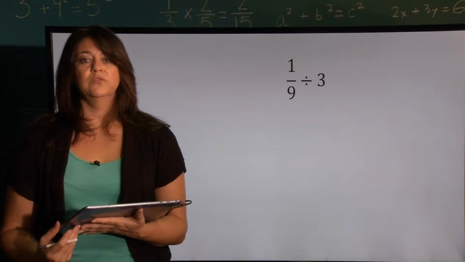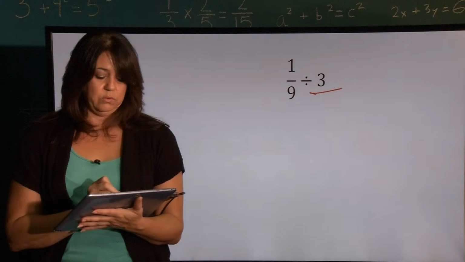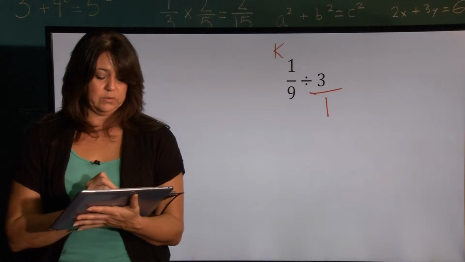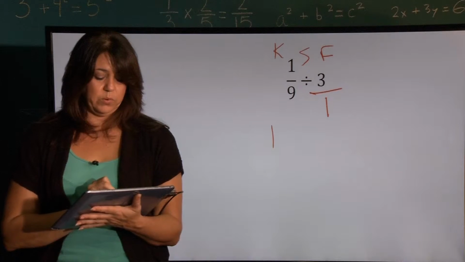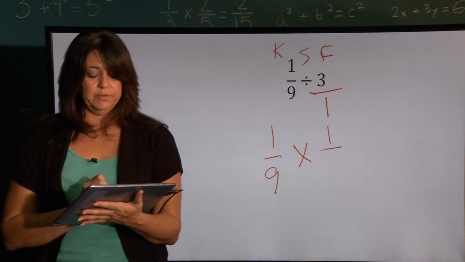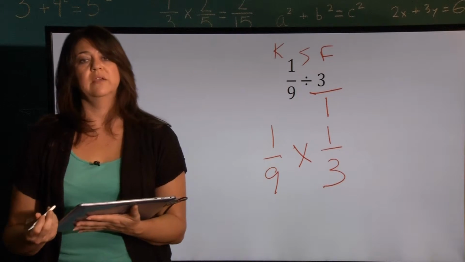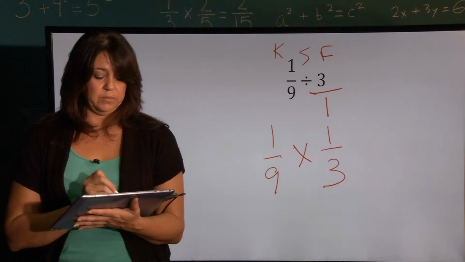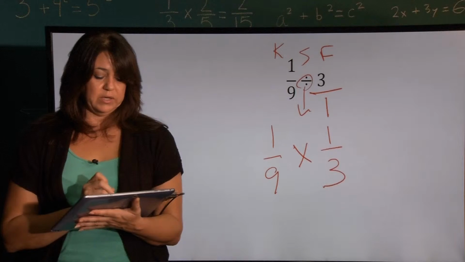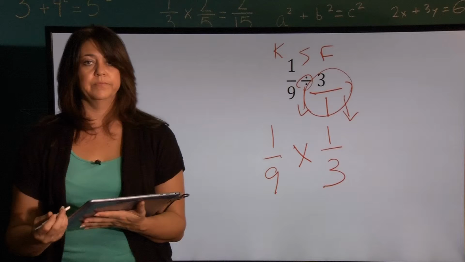If the fraction comes first, our steps do not change. I'm going to put the whole number over 1 and then keep, switch, flip. Keep 1 over 9, switch to multiplying, flip the fraction over. Make sure you flip that second fraction. You can't change from dividing to multiplying just because it's easier. You can change because you flipped this fraction and you're using the reciprocal.